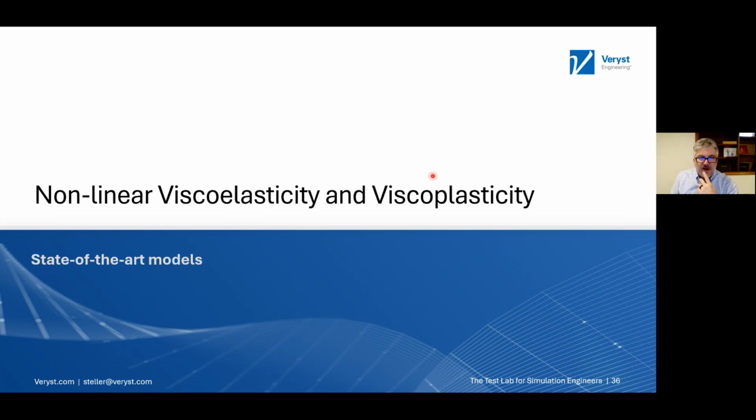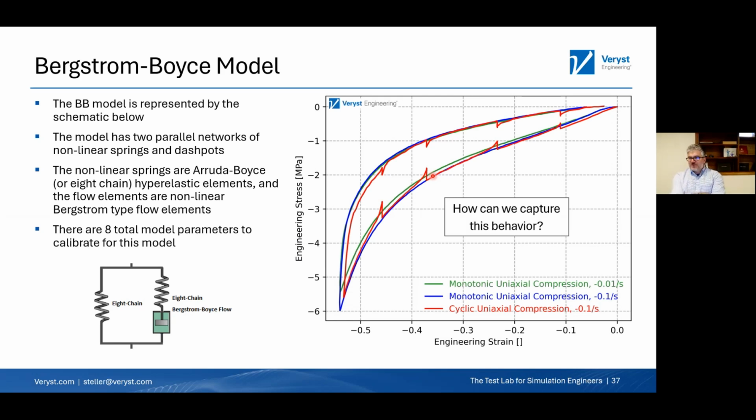So next we're going to talk about nonlinear viscoelasticity and viscoplasticity, and we're going to talk about 2 different material models. The first one is the Bergstrom-Boyce model, or the BB model. This was developed by Jorgen Bergstrom when he was getting his PhD with Mary Boyce at MIT, and his thesis asks, how can we capture this material behavior? This is some compression data, showing some rate dependence, and some stair-step tests where you see some relaxation and unloading. So how can we capture the rate dependence and that relaxation with one model?